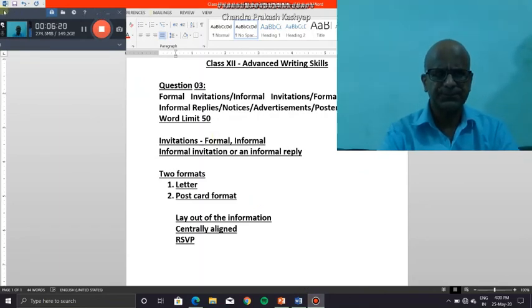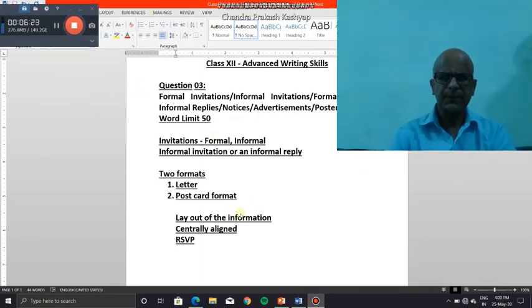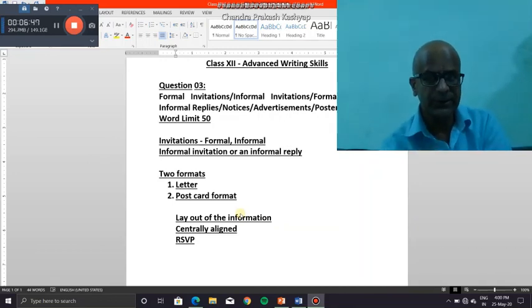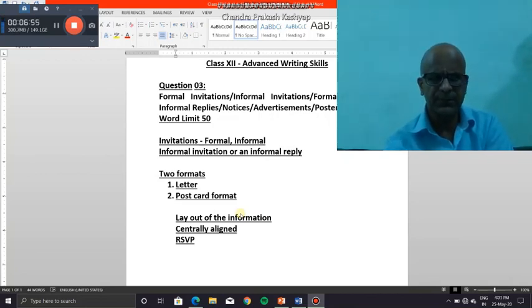So in addition to the information being centrally aligned and a formal invitation carrying RSVP in capital case, the other important thing is that it carries all important pieces of information in different lines. All important pieces of information are laid out in different lines. Essentially, it is very important. And answers to all the questions as to what has happened, where it is going to happen, and when it is going to happen are mentioned.